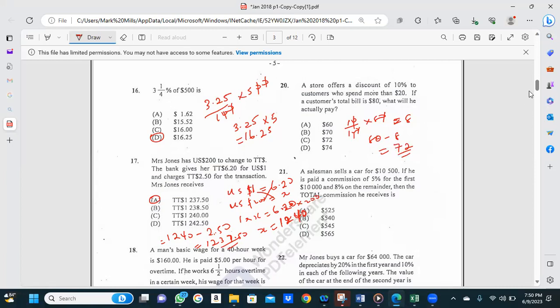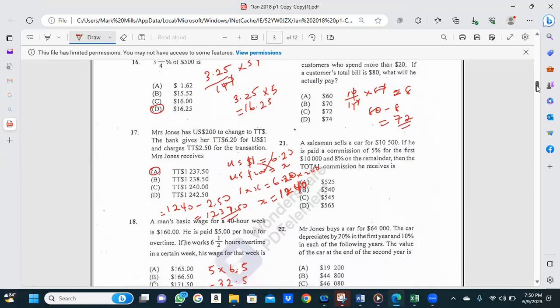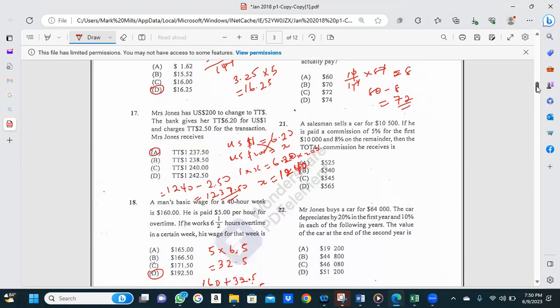All right. Number 21. A salesman sells a car for $10,500. If he's paid a commission of 5% for the first $10,000 and 8% for the remainder, what is the total commission? So they said he's paid 5% of the first $10,000.